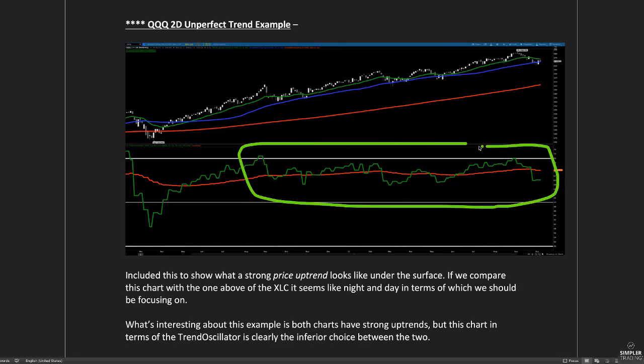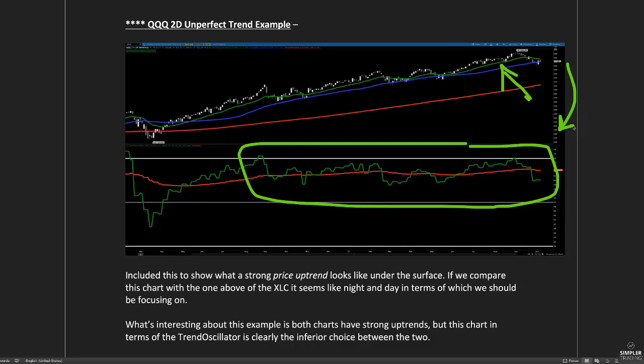So what's the message here? Well, the message is if you ever have a choice between the first option, which was XLC, which is a perfect trend, or the second option, which is the QQQ, very similar in terms of the price, completely different worlds when it comes to momentum. And this is what this uncovers. It uncovers the quality of the momentum underneath the market. So just between these two examples, if you had a choice between XLC and QQQ, which one would you trade?